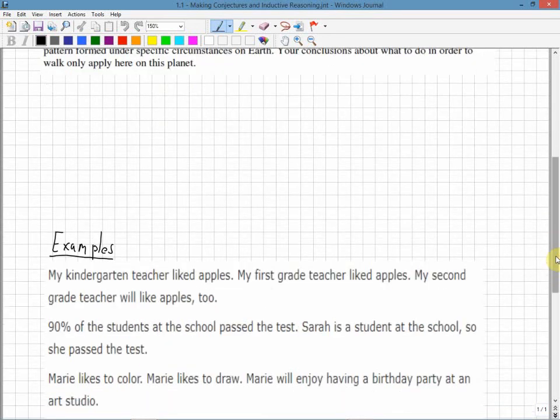Finally, Marie likes to color. Marie likes to draw. Therefore, Marie will enjoy having a birthday party at an art studio. Again, not a bad conclusion, fairly good one. However, you have to think of, maybe why would this not be true? What would make this not true? Maybe. But again, inductive reasoning is a conclusion based on a pattern that you've seen before.